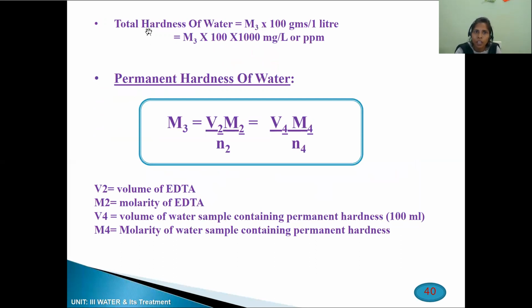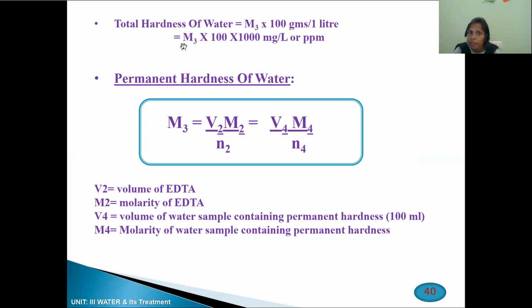So for the total hardness of the water sample, after getting M3, multiply it with 100 grams per liter. And after that, multiply it with 1000 to convert into ppm. That means the M3 value should be multiplied with 10 power 5 to get the hardness in ppm. So that is the total hardness of the water sample.